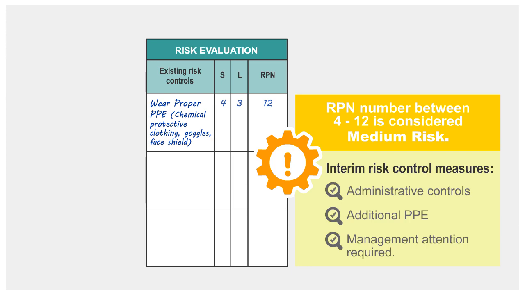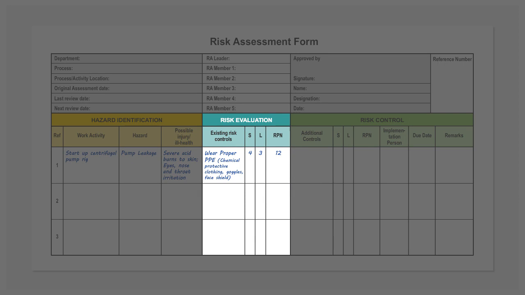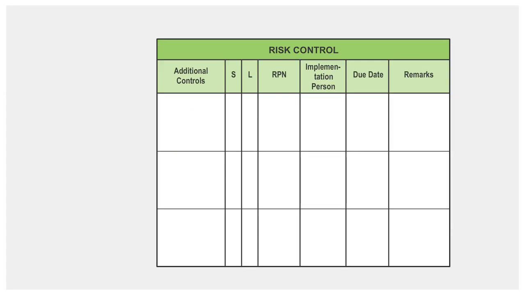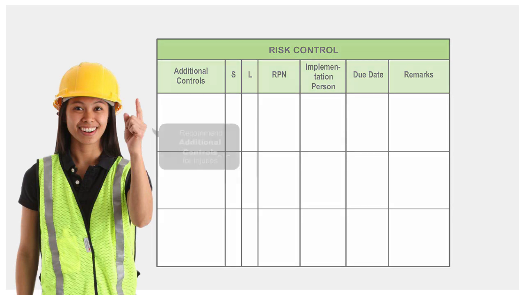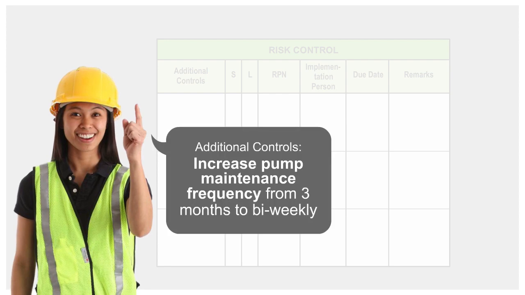Once we have determined the risk level of the activity, we can proceed to perform risk control for the identified injury. There are 7 columns in total to fill in the risk control area. First, we have to decide the appropriate new additional control to be recommended for the respective injury. In this case, it is to increase pump maintenance frequency from 3 months to bi-weekly.